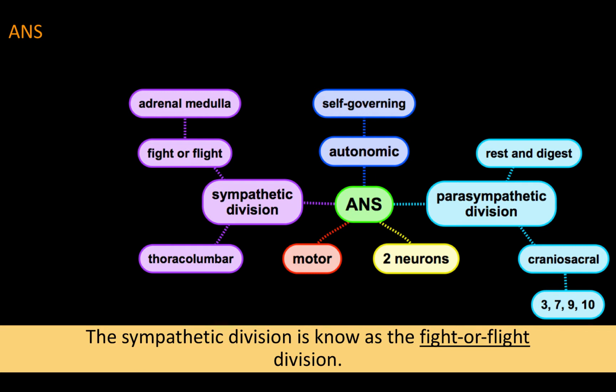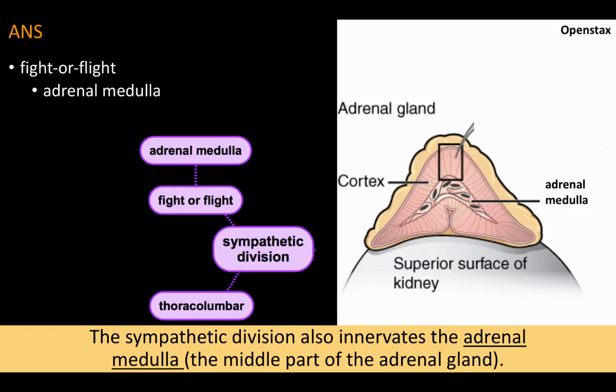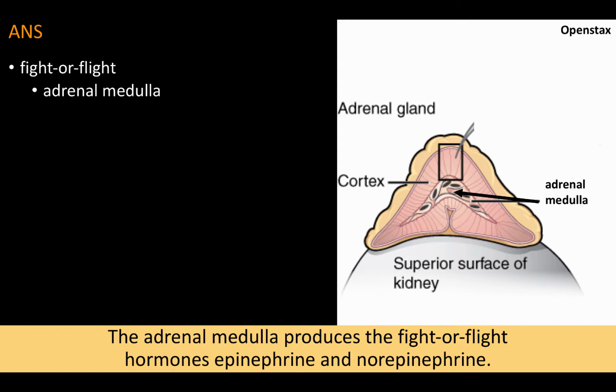The sympathetic division is known as the fight or flight division. It increases heart rate, dilates pupils and respiratory tubes, and makes us sweat. The sympathetic division also innervates the adrenal medulla, the middle part of the adrenal gland. The adrenal medulla produces the fight or flight hormones epinephrine and norepinephrine.